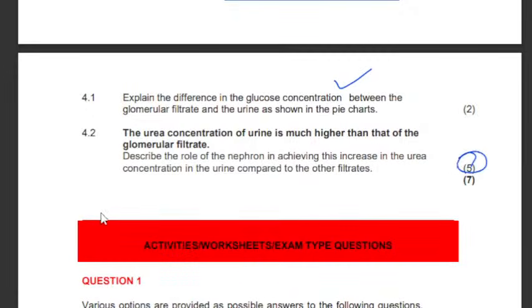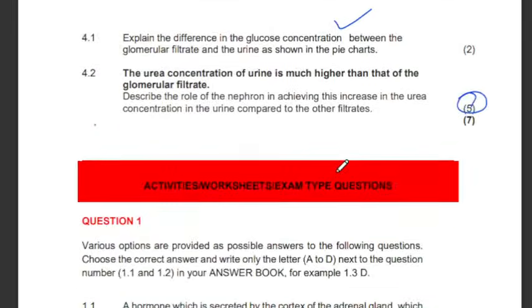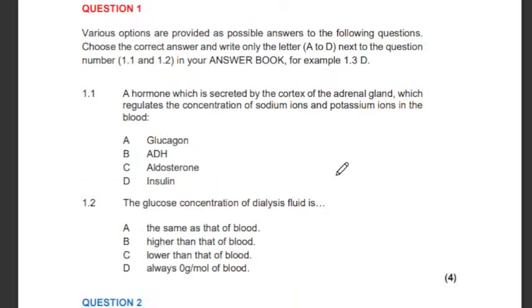So to get those 5 marks, you can talk about the other substances which are here and are reabsorbed. Glucose is reabsorbed, water is reabsorbed, sodium chloride is reabsorbed, urea is not reabsorbed, making the concentration higher in the urine. That's how you can account for those 5 marks. What about this now? Let's go to this question.